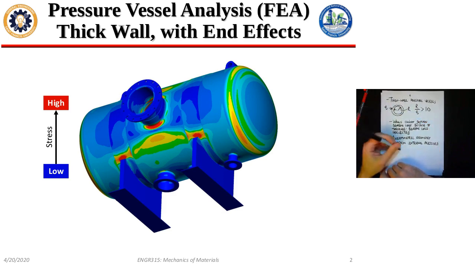And no end effects. On the finite element model that I showed before, there were some different stresses at the ends of the pressure vessel. We're going to ignore them. We're going to assume that there are no large differences in stress due to changes in geometry or anything. That goes along with this axisymmetric assumption, uniform internal pressure, all that sort of deal.